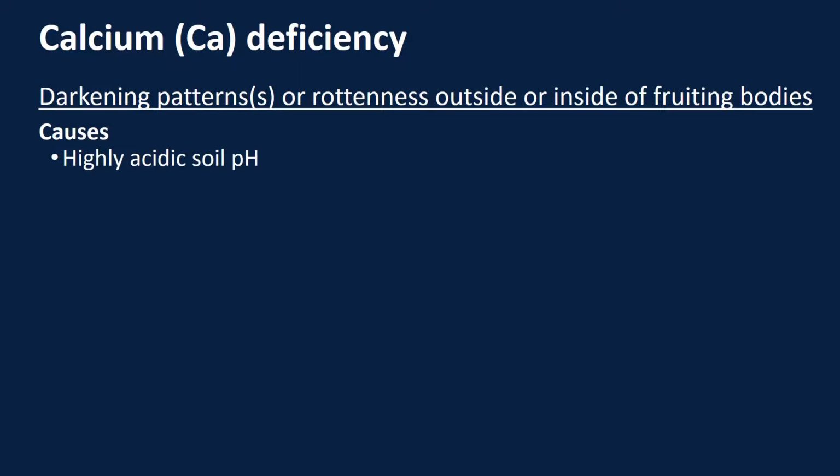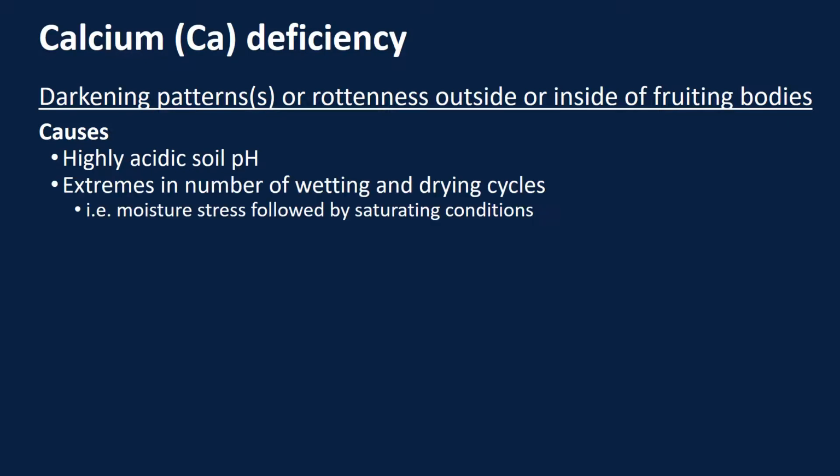So some causes of calcium deficiency are highly acidic soil pH. We have really acidic soils, calcium's not available, it's usually not present in good amounts in that soil, so we need to add some calcium to that soil that's highly acidic.